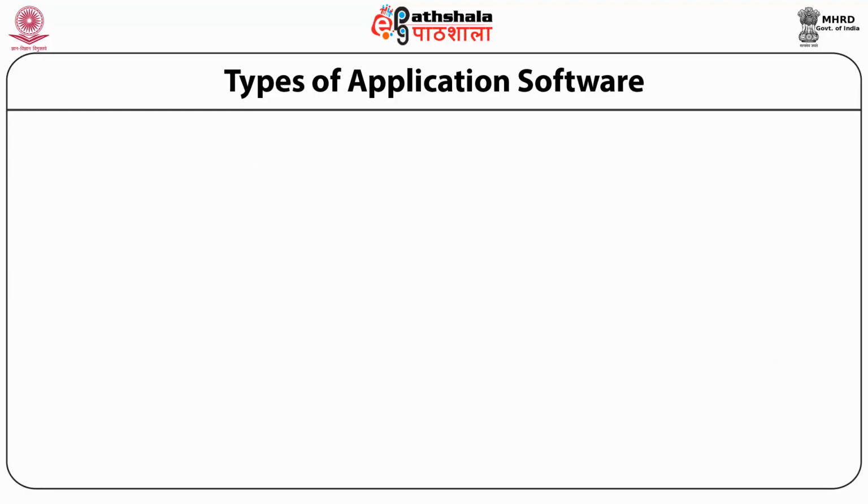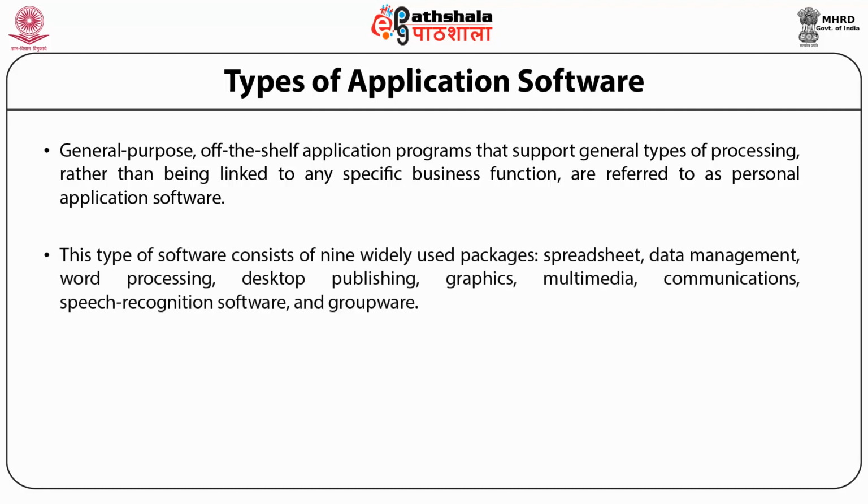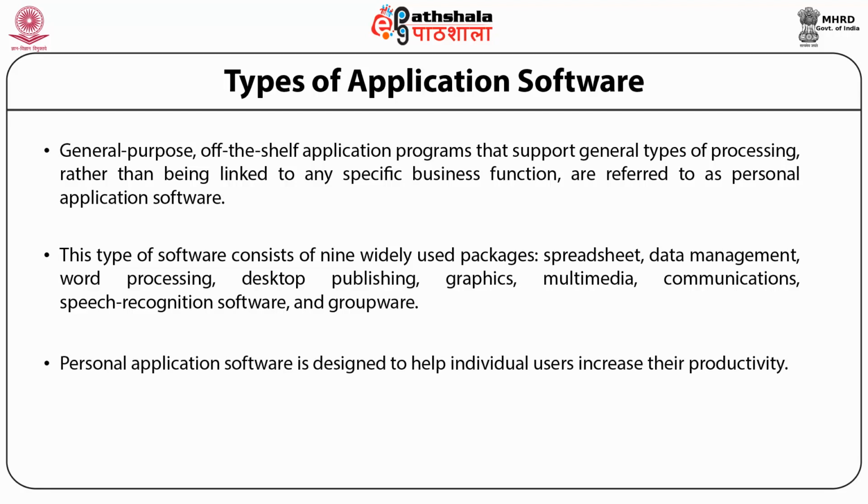Types of personal application software: general purpose, off-the-shelf application software programs that support general types of processing rather than being linked to any specific business function. They are referred to as personal application software. This type of software consists of widely used packages including spreadsheet, data management, word processing, desktop publishing, graphics, multimedia, communication, speech recognition software, and groupware. Software suites combine some of these packages and integrate their functions. Personal application software is designed to help individual users increase their productivity.